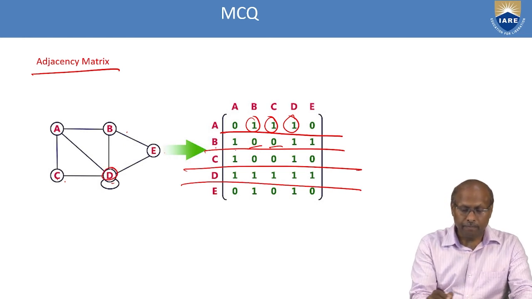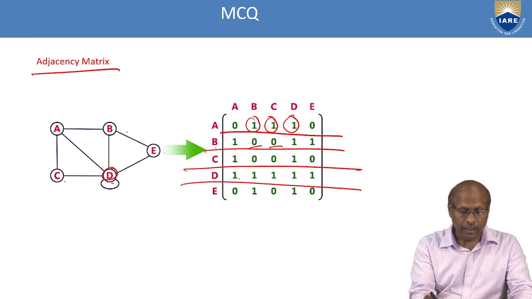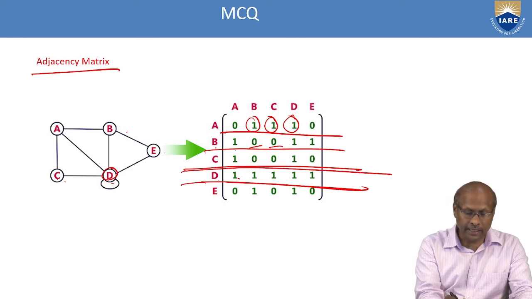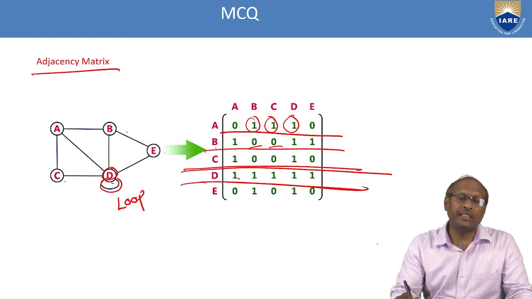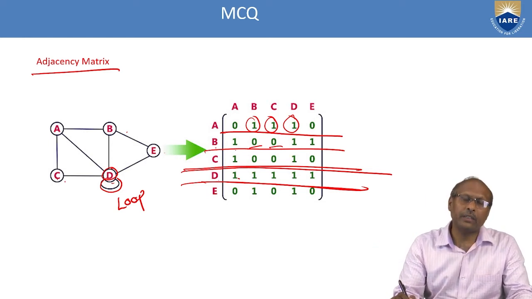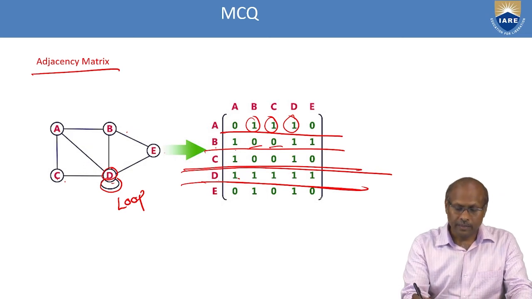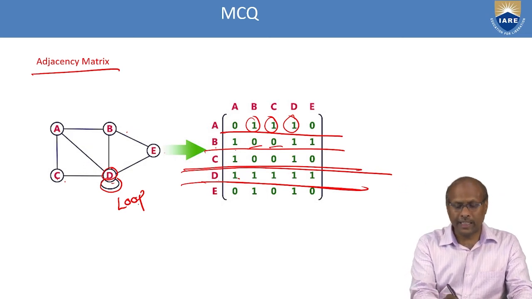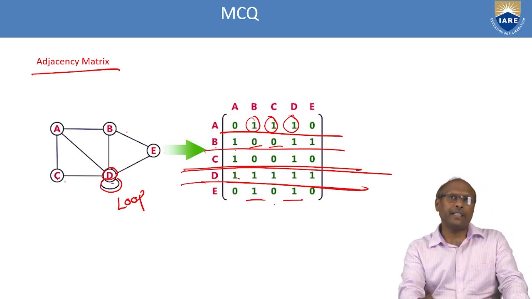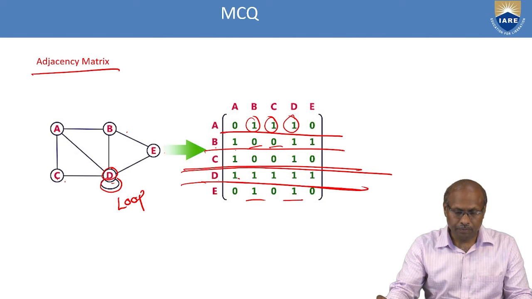If you observe here D to A connectivity, D to B, D to C, D to D and D to E. All nodes are interconnected because D is connected to, this is called loop. Whenever the same node is starting point and same node is ending point, that arc is called loop. So, here you found 5 ones. That means it is connected to all the nodes. Similarly, E to B, E to D. E to B and E to D, and remaining are not connected, put zeros. So, this is the way you can represent the adjacency matrix.